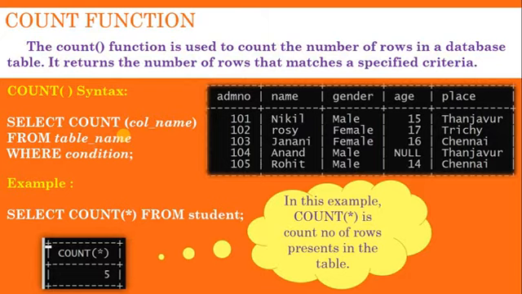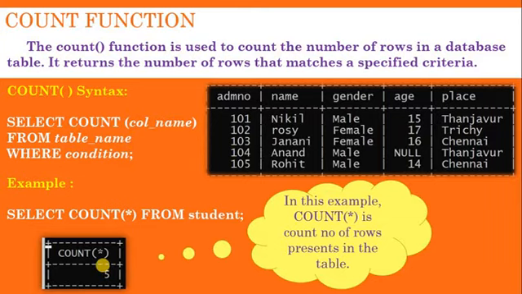Okay, see the example. First we have to see the syntax. Select count column name from table where condition. Here select is the keyword, already known, count is a function. Then from table name where condition. Okay, we know that. See this table and watch this query. Select count star from student. Here star indicates all the rows. In this example count star counts the number of rows present in a table. See the output. I am giving star here, and its output is 5.